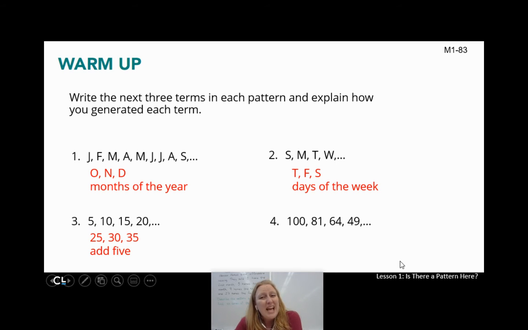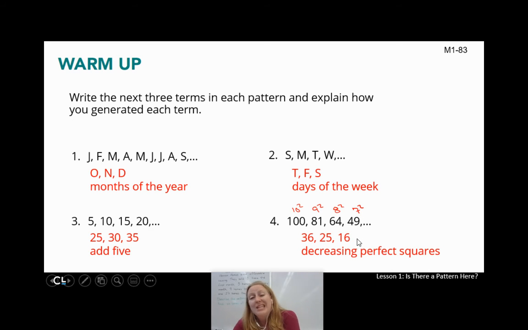Did you have a little trouble with this last one? It's actually not as bad as it seems. Hopefully you realized these were perfect squares. Did you notice that 100 is actually 10 squared, 81 is 9 squared, 64 is 8 squared, 49 is 7 squared? Which means the next ones would be 6 squared, 5 squared, and 4 squared. So 36, 25, and 16. They were decreasing perfect squares. Yeah, that one was a little tricky, I will admit. But we've at least got our brain moving in the right direction now.